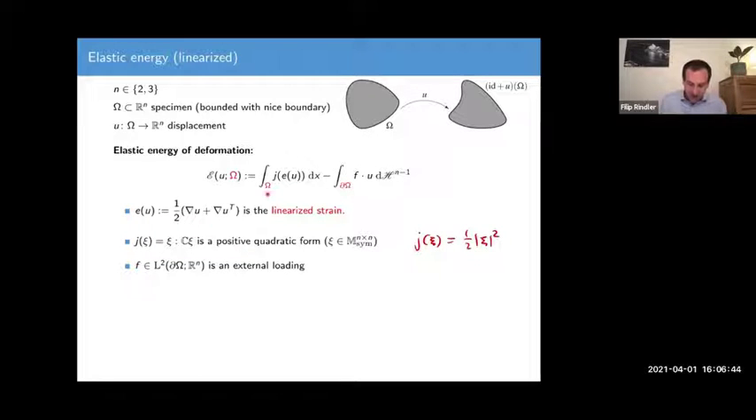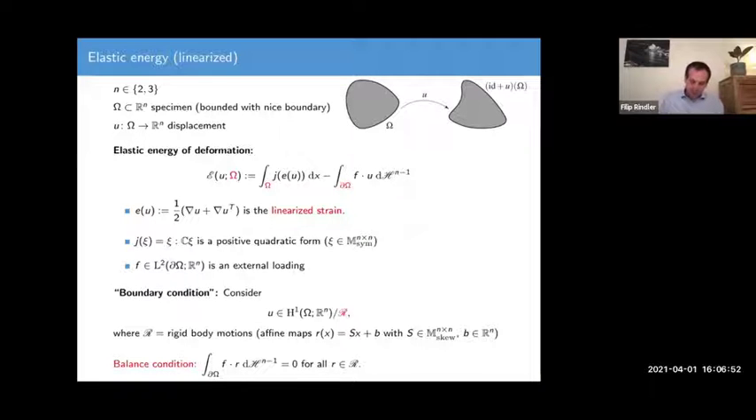And I'm highlighting the domain here because we will later want to vary that domain, because we're trying to optimize shapes. And now there's one thing which is slightly different here from a lot of the classical modeling. It's really not a difficult point, more of a technical point. What do we select u from? What space do we look for u? And as usual, we look in H1, so Sobolev spaces with one weak derivative in L2, but we mod out the rigid body motions. So these are the skew affine maps: x goes to Sx plus b, where S is a skew symmetric matrix, and b is just a position.